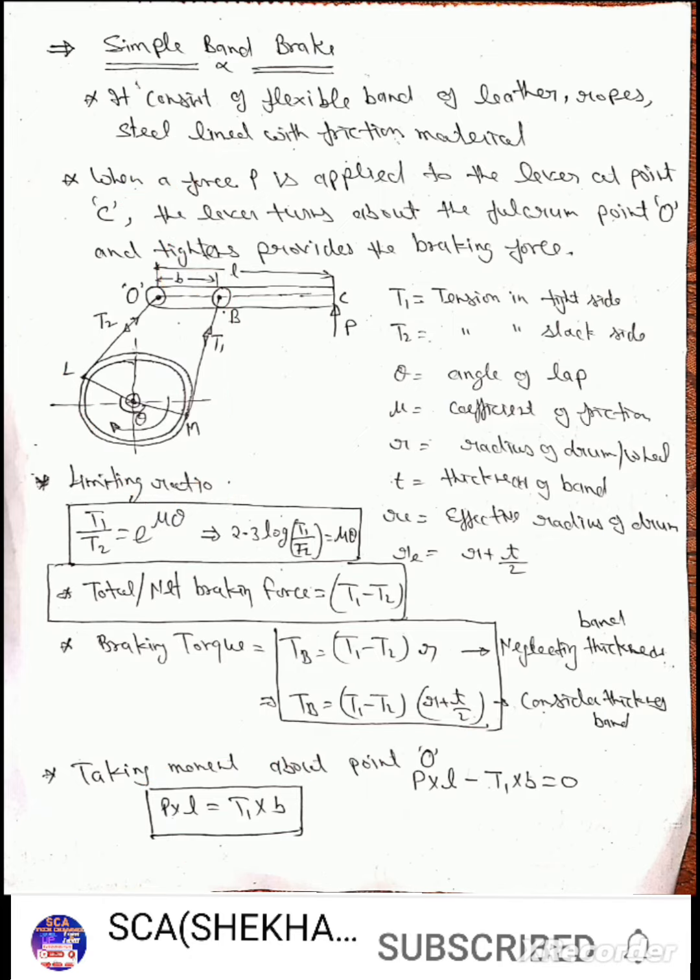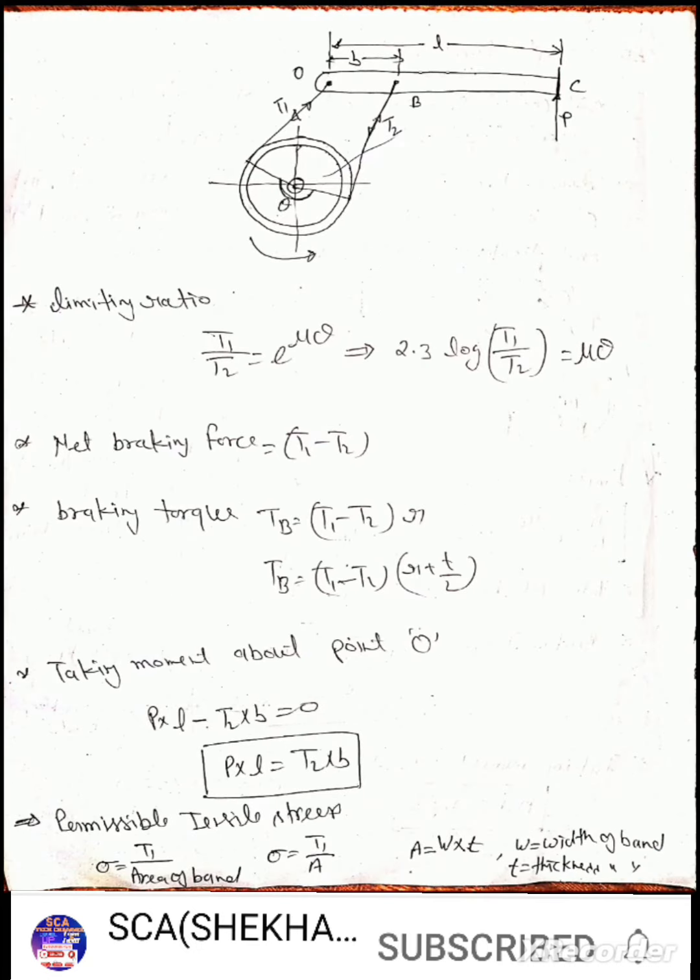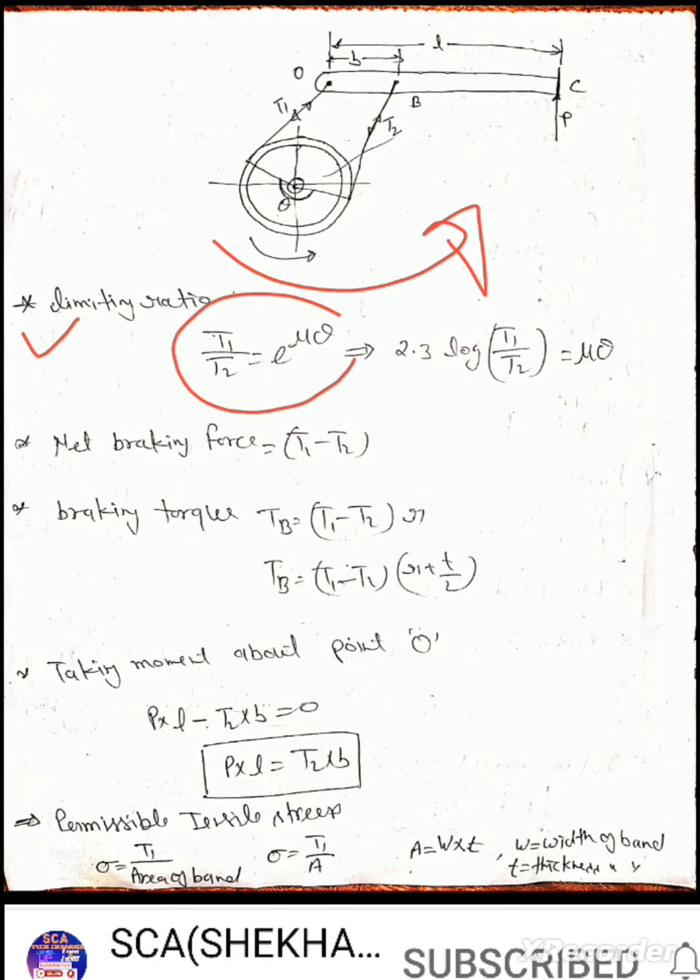Now move on to the second case, when the wheel rotates in anti-clockwise direction. Most of the formulas are the same as in the previous case. Limiting ratio: T1 upon T2 is e to the power mu theta. Net effective braking force is T1 minus T2. Braking torque will be T1 minus T2 into R.